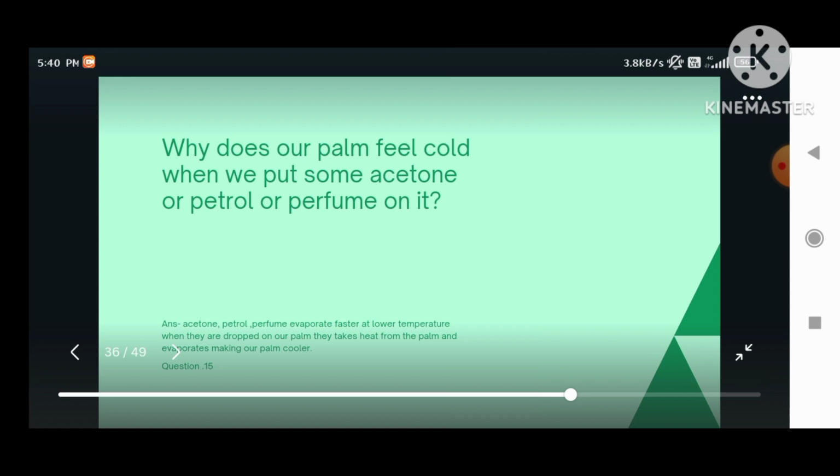Why does our palm feel cold when we put some acetone or petrol or perfume on it? Acetone, petrol and perfume evaporate faster at lower temperature. When they are dropped on our palm, they take heat from our palm and evaporate, making our palm cooler. This is the property of evaporation, that evaporation causes cooling.